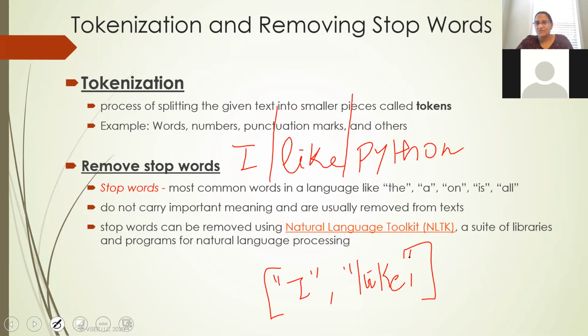Tokenization is a very nice process because it gives you a lot of flexibility, and you can do text analysis very easily. It is just the splitting of your sentence into individual words or smaller pieces, which are called tokens. So basically now my sentence is split into 3 tokens. Token 1 is I, token 2 is like, and token 3 is Python.